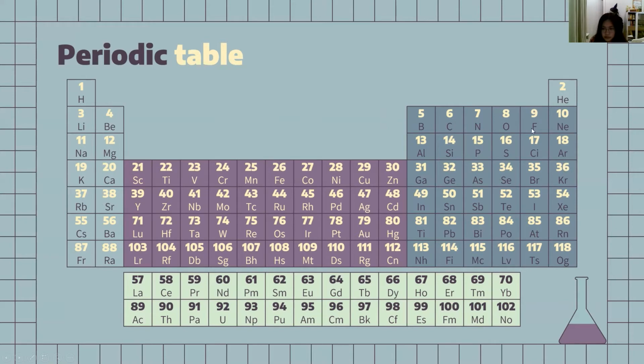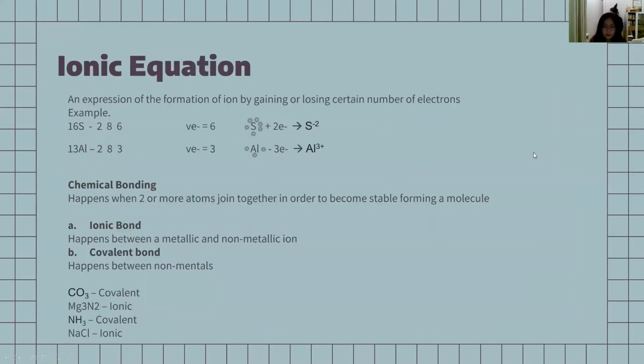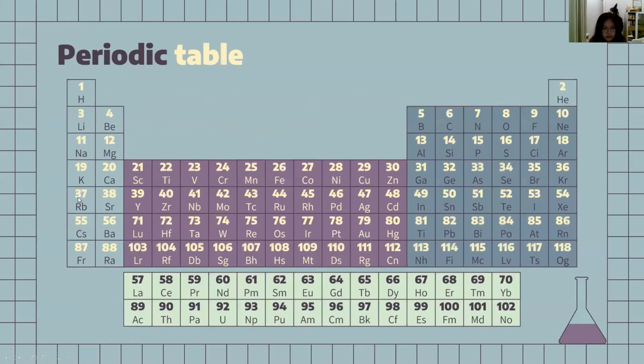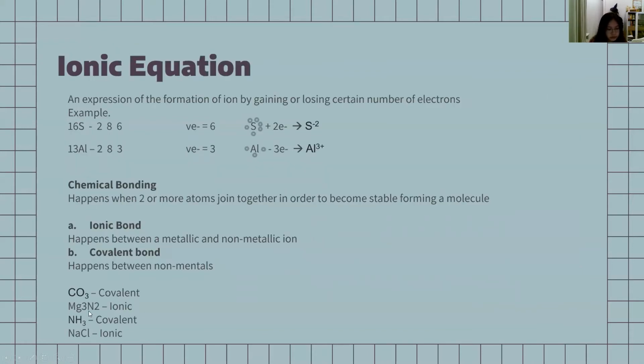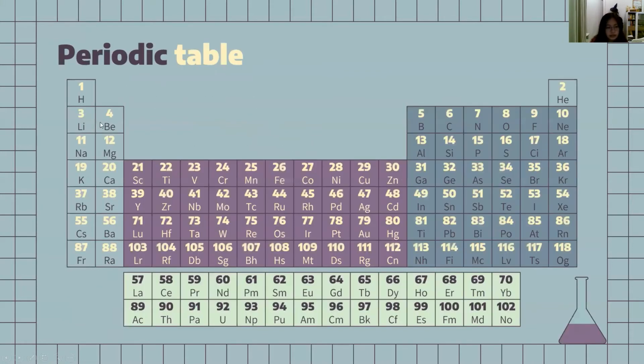I think this is Cl. This is Cl. It's not I, sorry, this is Cl. And so Na with Cl, this is metal and non-metallic, so it becomes an ionic bond. For example, here, CO3 is covalent. You can see here, C is here and O is here, so it is non-metallic, right? So it's covalent.